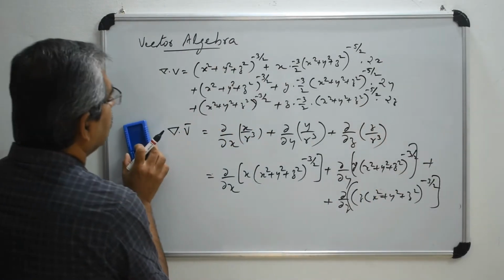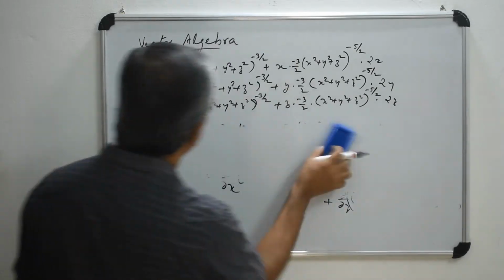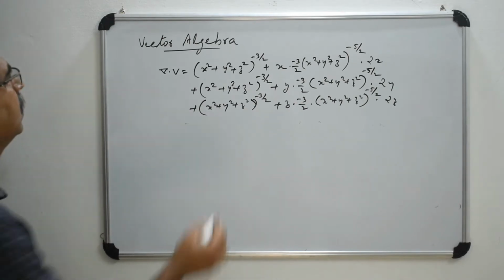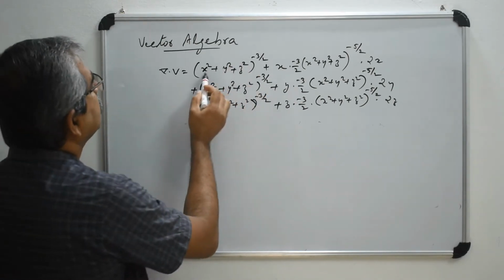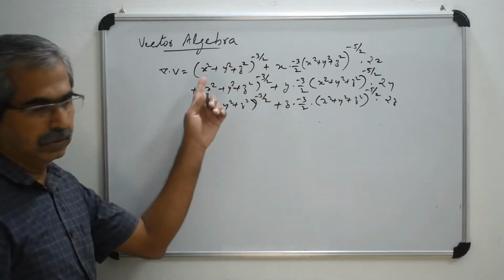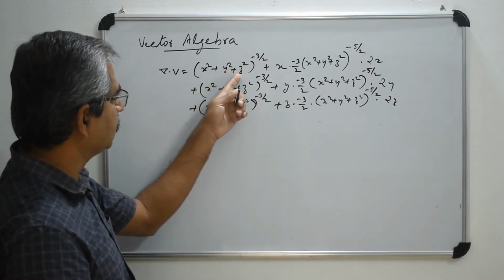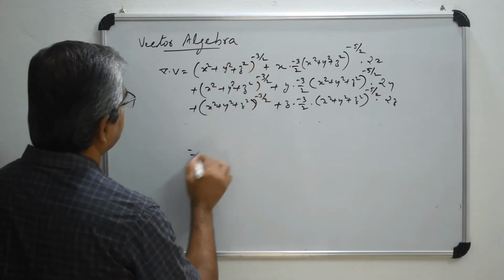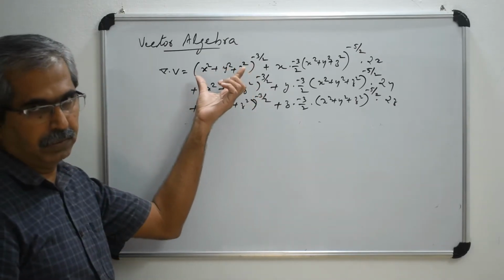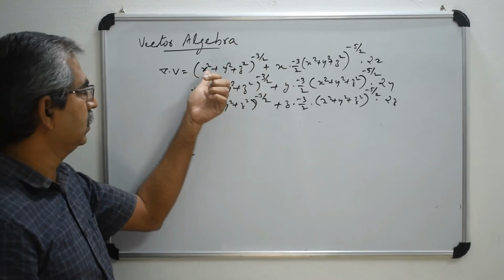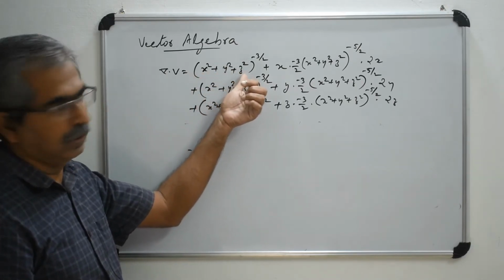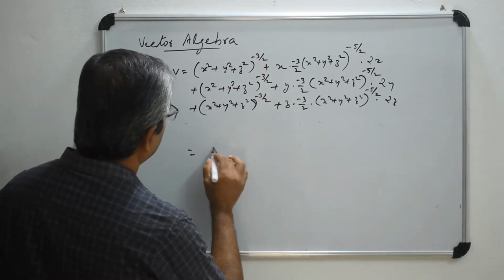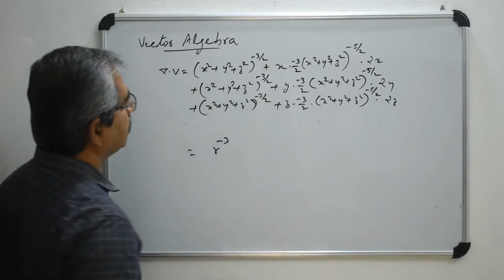Okay. Now see the first one. What about the first one? This is r, isn't it? So x square plus y square plus z square raised to half is r, isn't it? So this is r raised to minus 3, isn't it? r is the magnitude of the position vector, that is equal to the square root of x square plus y square plus z square. So that raised to minus 3. So you can write it as r raised to minus 3, isn't it?